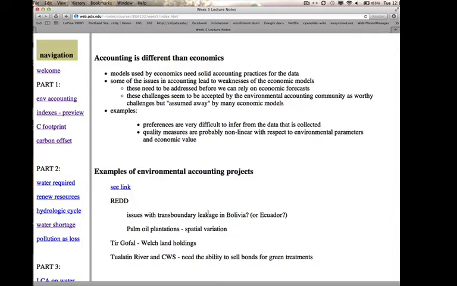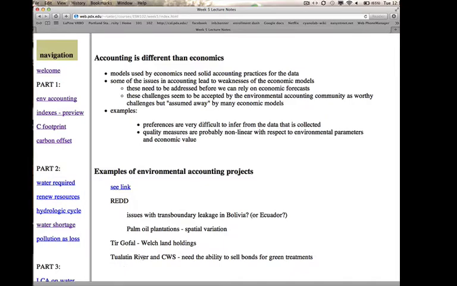So for example, in Bolivia they wanted to set up a national park and exclude forest harvesting, but what if that company just goes over next door in Ecuador and harvests the forest there? That's a question of transboundary leakage. They're trying to preserve the carbon in the trees, but if they just cut more trees next door, how can you study that?